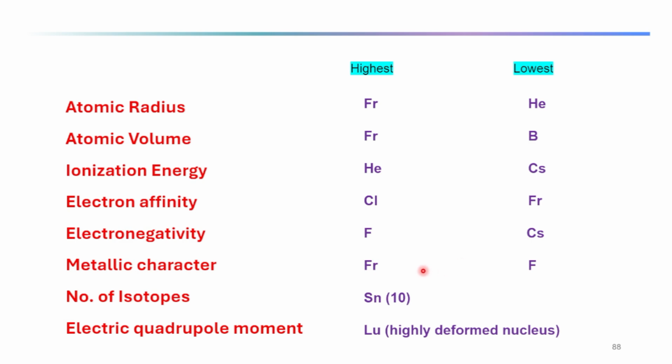If we consider the metallic character, francium has the most metallic character and fluorine has the lowest metallic character, or the highest non-metallic character. And if we see the number of isotopes, tin has the most, almost 10 isotopes. And if we see electric quadrupole moment, lutetium has the highest. That means this nucleus is highly deformed.